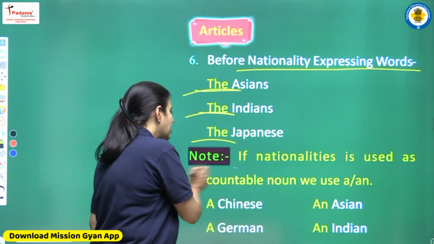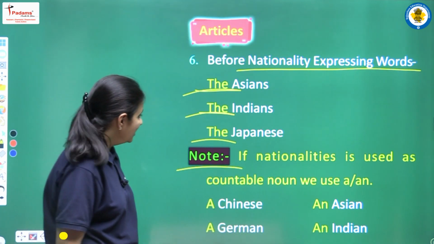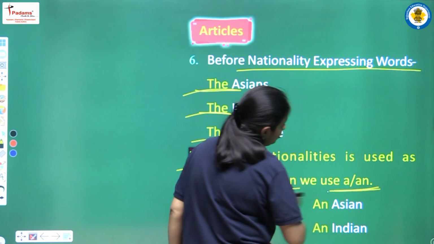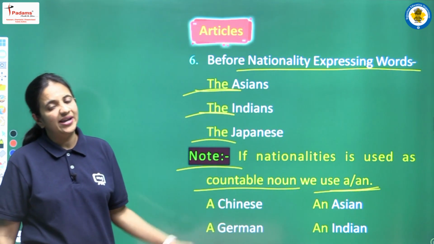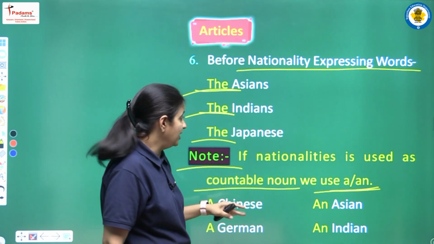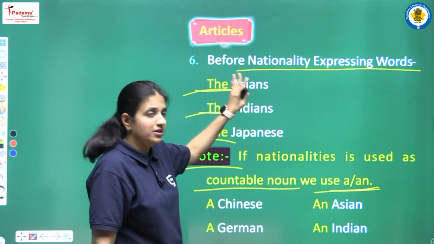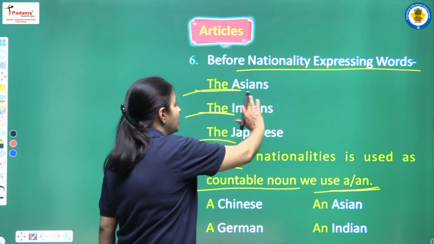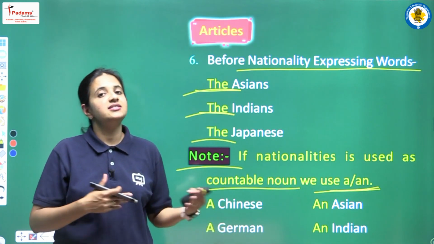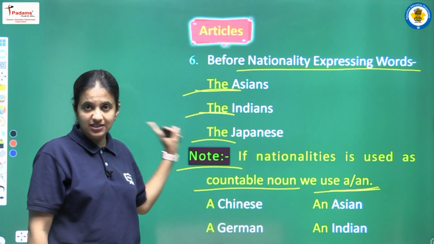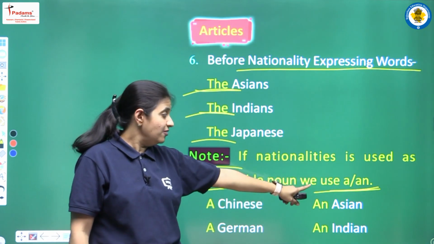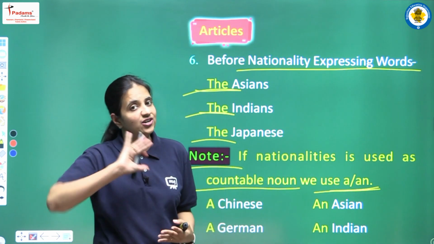Clear? And again we are having a very important note here. So let's read. If a nationality is used as a countable noun, then we have to use a or an. Again a very important point. So let's try to understand what this point actually means. Just try to read these words again: Asians, Indians, Japanese. If we are having such words in plural form, then we have to use "the". But according to this point, if we are having a countable noun, then we have to use article a or an, then we cannot use "the".